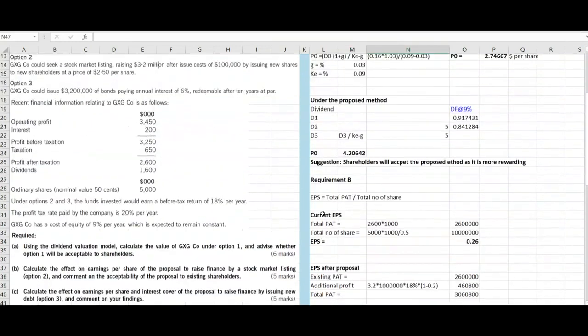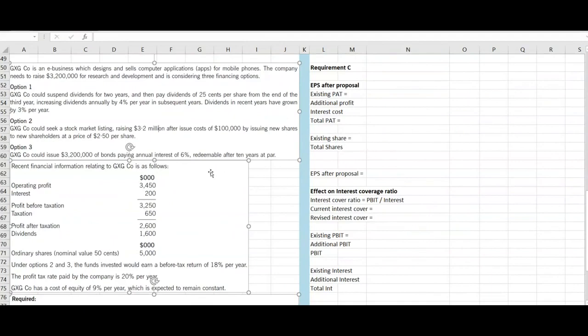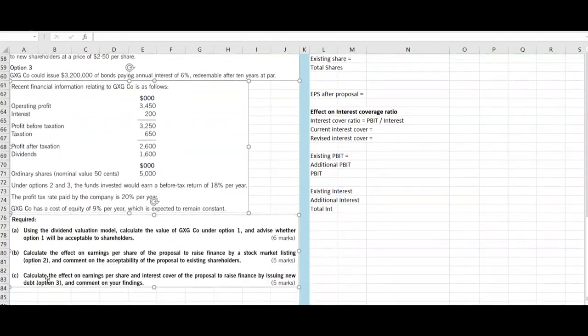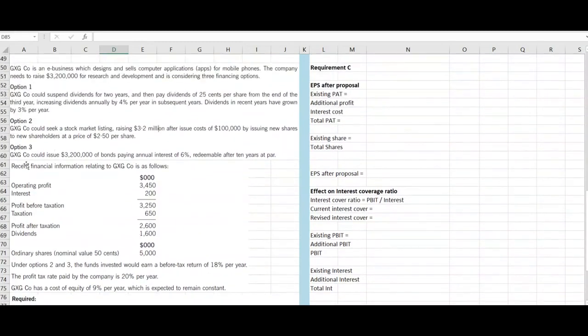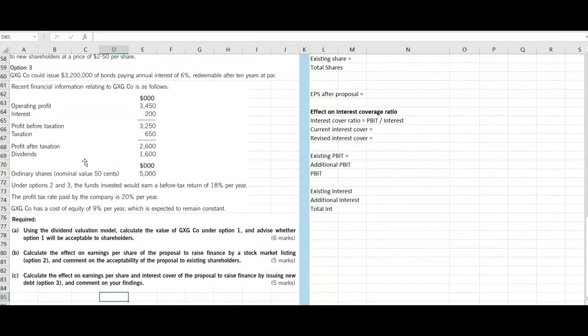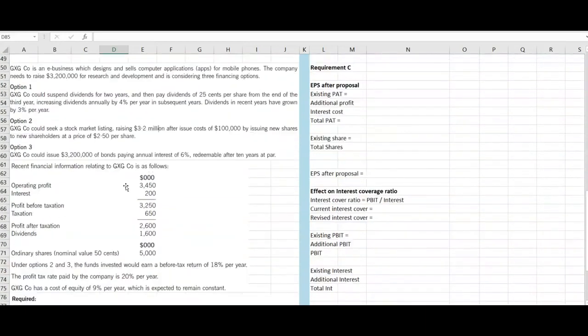So we'll move on to the requirement C. So we'll start from requirement C. So requirement C is here. Calculate the effect on EPS and interest coverage ratio of the proposal to raise finance by issuing new debt. Okay, and comment on your findings. So option 3 is GX Co could use 3.2 million of bonds paying annual interest of 6%, which is redeemable after 10 years at par. Okay, so rather than going for equity issue, they are going for debt issue.